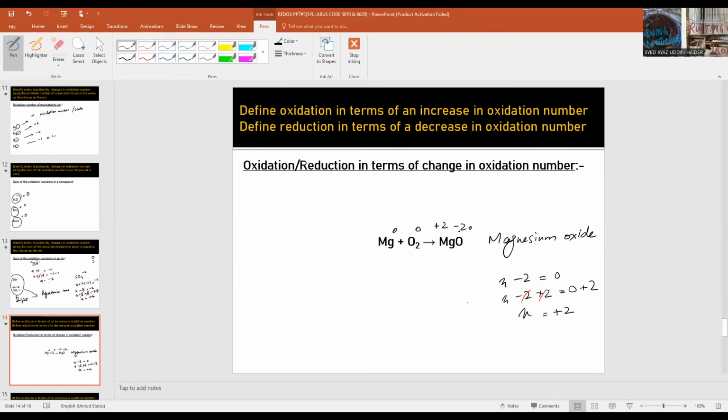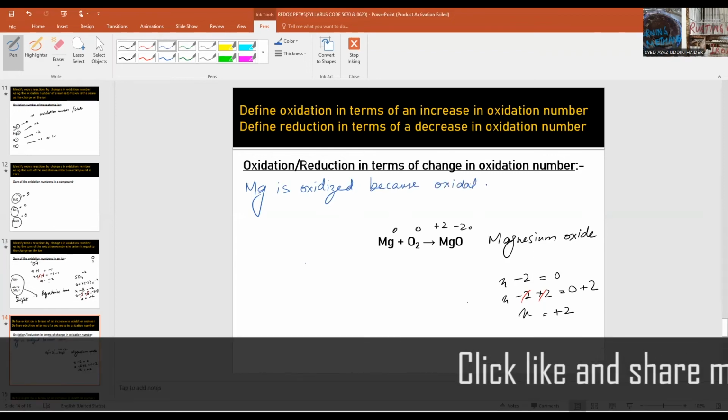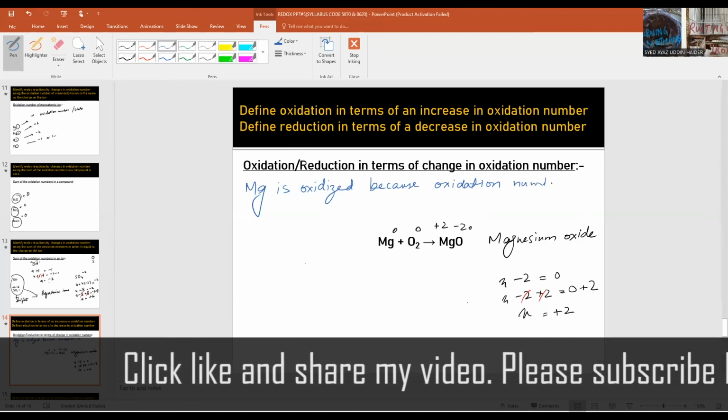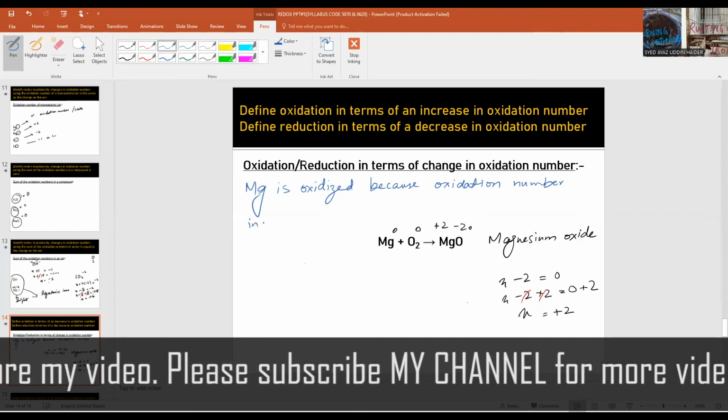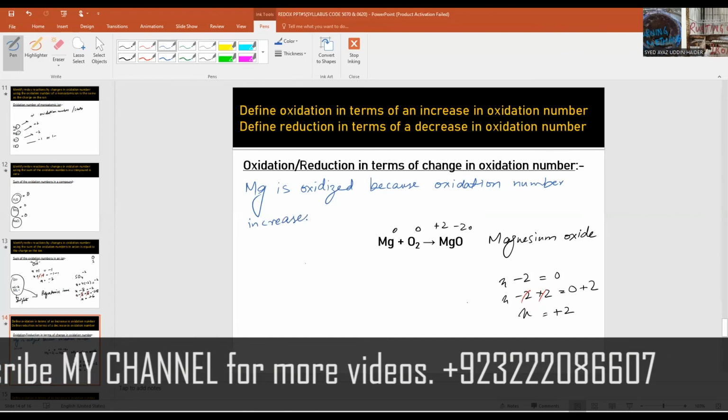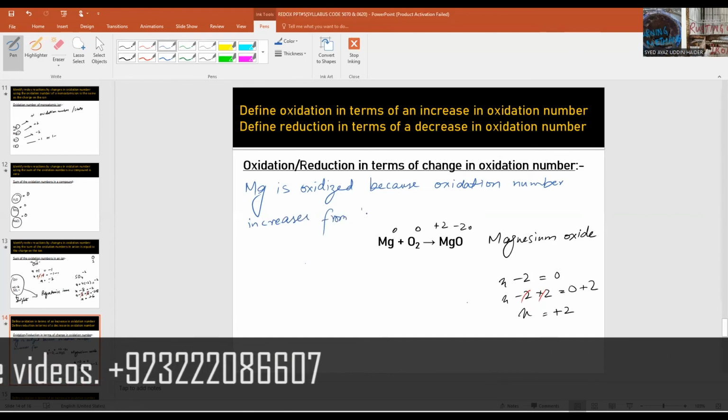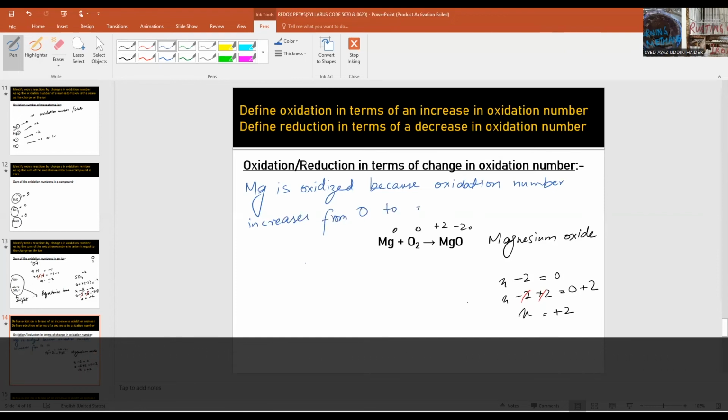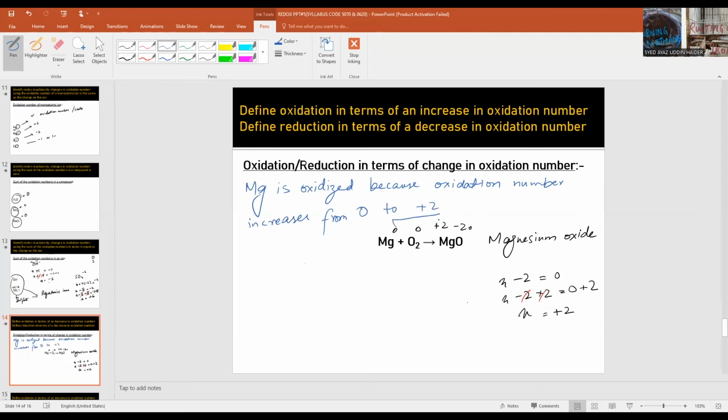So which one is reduced and oxidized? Now we can make the statement here. I will make the statement for magnesium. Magnesium, Mg, is oxidized because the oxidation number increases from 0 to plus 2. You can see here 0 to plus 2.